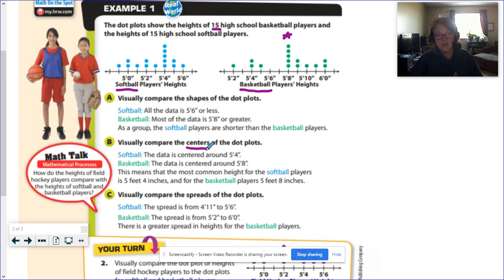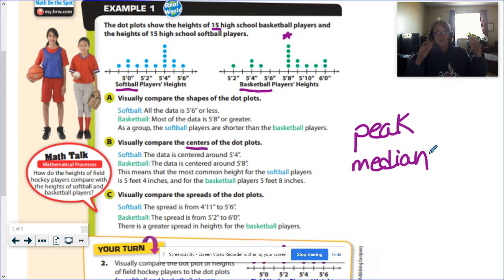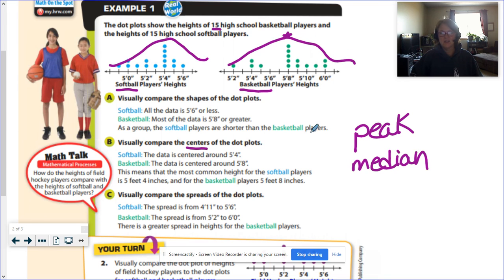Visually compare the centers. Now, here you're looking for the peak and/or the median to describe what it looks like, because most of them will typically be shaped like a bell, kind of like this. All right. So for softball, it looks like 5'4". If you calculated the median and started working your way in, 1, 2, 3, 4. 1, 2, 3, 4. The median actually is 5'4". So both of them work that way. Basketball, definitely the peak point is 5'8". 1, 2, 3, 4. 1, 2, 3, 4. Oh yeah, and definitely the median is right there at 5'8".